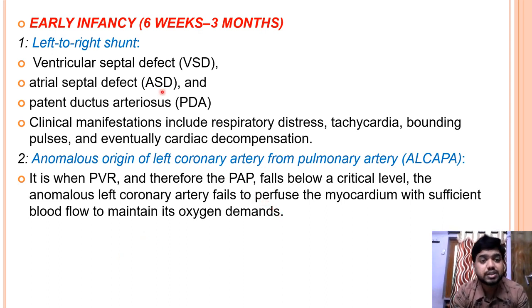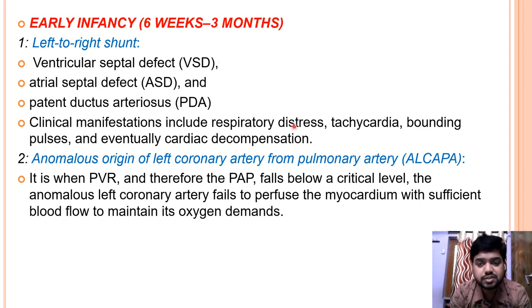So left to right shunts can usually be three: VSD, ASD, PDA, where blood flows from left to right. So right to left, if it is duct-dependent lesions, they present early, whereas left to right, yes, they can take time to present.